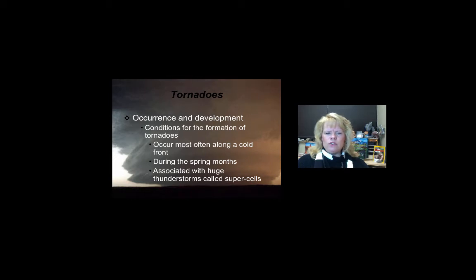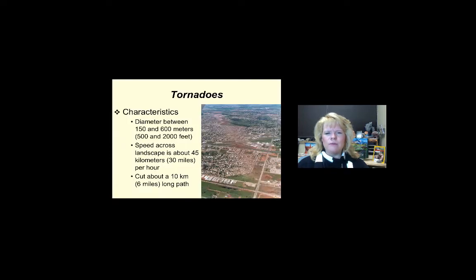So conditions for the formation of a tornado have to be just right. They occur usually along the edge of a cold front. Sometimes we'll get them at the beginning of spring, but typically it's in your true spring months such as April and May, and even through the summer when you get really warm air masses that are moist. If you get those conditions, then you're going to get thunderstorms developing and sometimes even supercells, which again is multiple thunderstorm cells rotating together.